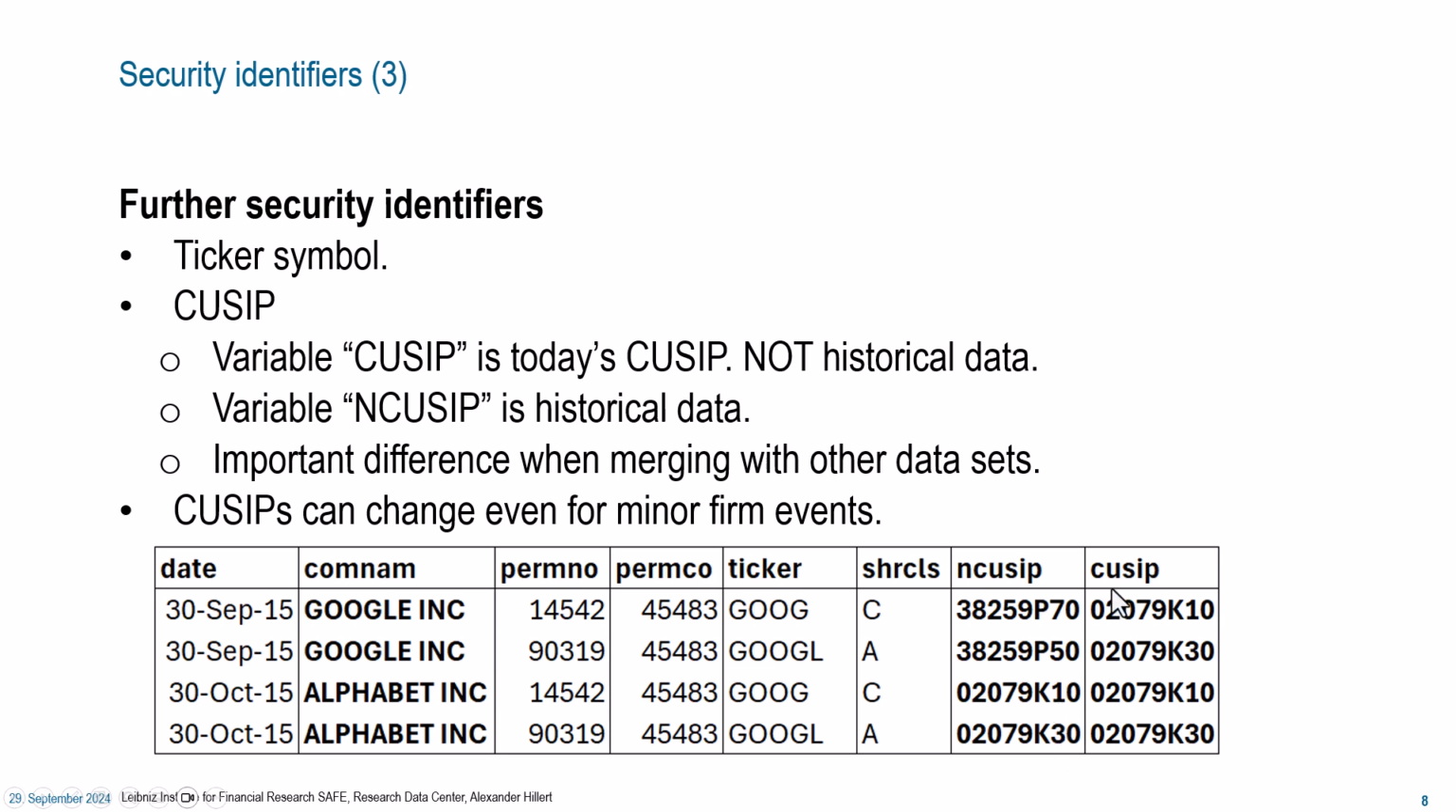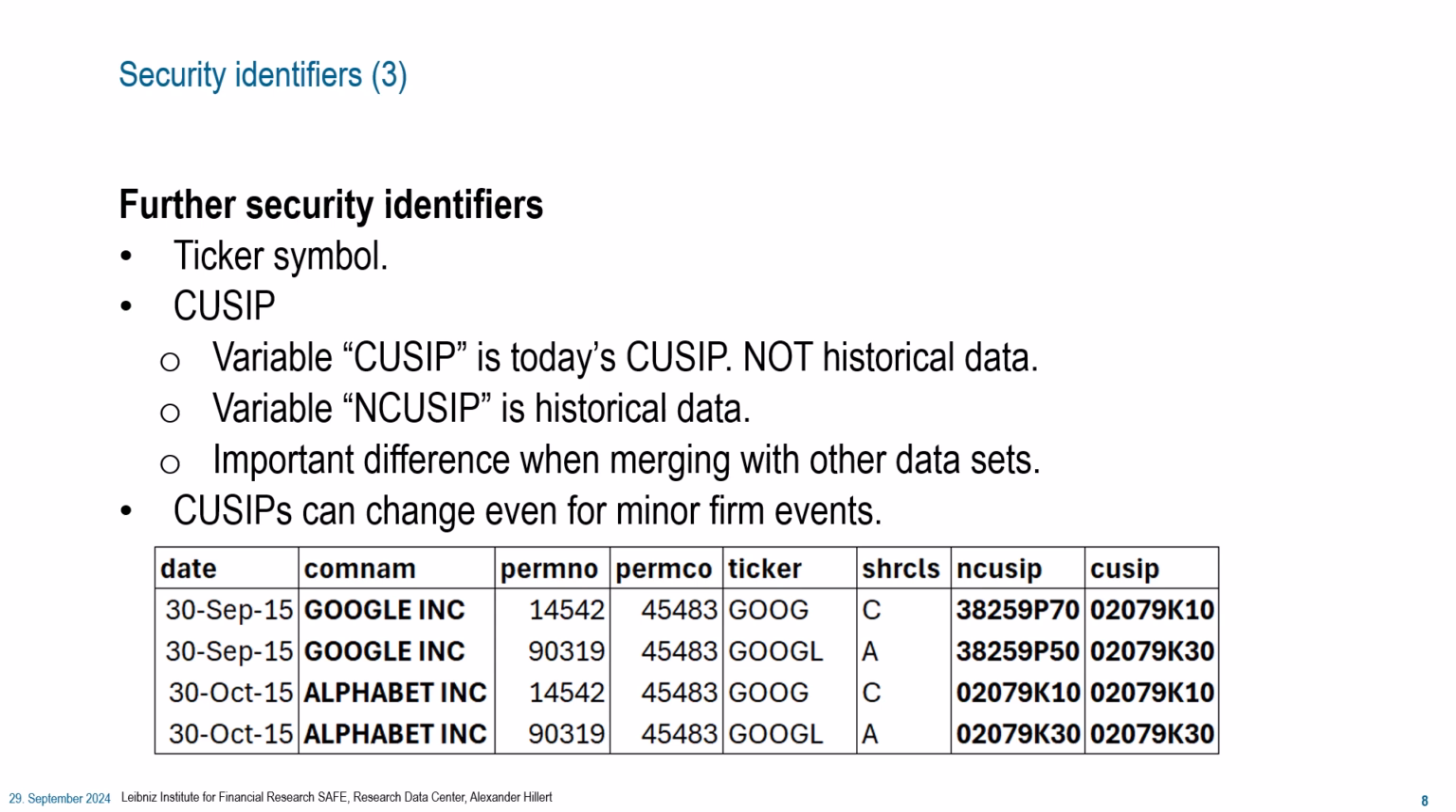If we look at the CUSIP, which is again today's CUSIP, you see that the CUSIP is written back until the beginning when Google becomes available. And this can be problematic because then in the CUSIP column here, you have information that was not really valid at this point in time in September 2015 and earlier.